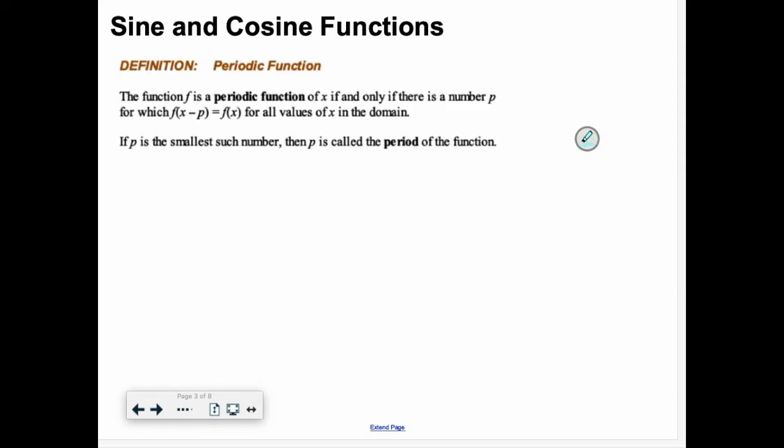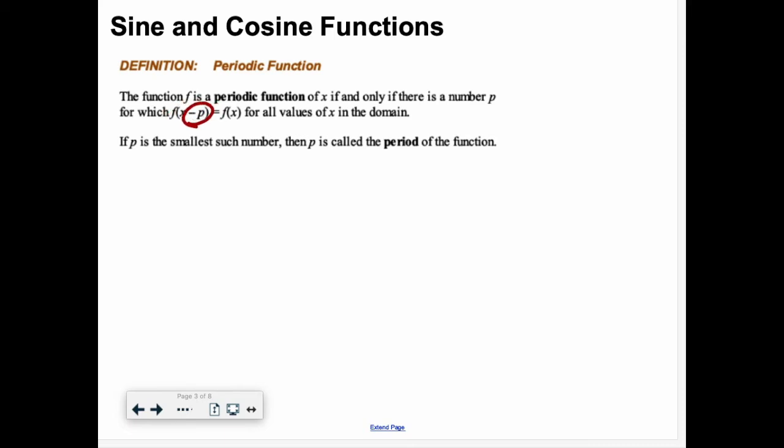So function f is a periodic function of x if and only if there's a number p for which f of x minus p is equal to f of x for all values of x in the domain. That's kind of a mouthful. So all it means is that there's some value here that I can subtract inside the parentheses, and it'll make this part equal to the original.